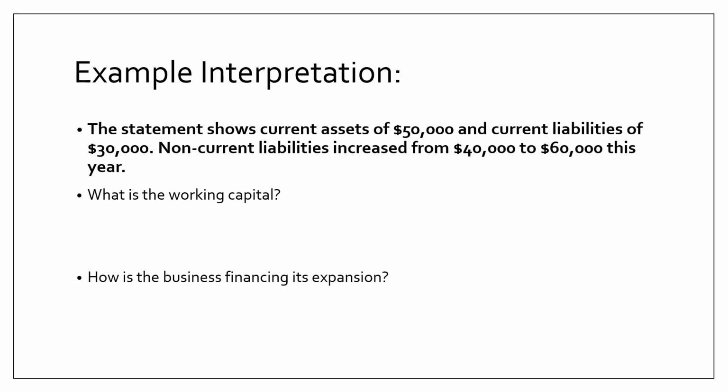Example interpretation. The statement shows current assets of $50,000 and current liabilities of $30,000. Non-current liabilities increased from $40,000 to $60,000 this year. What is the working capital, and how is the business financing its expansion? Think of the answer.